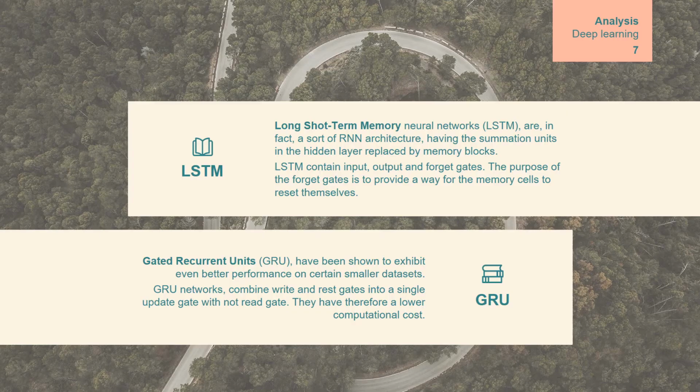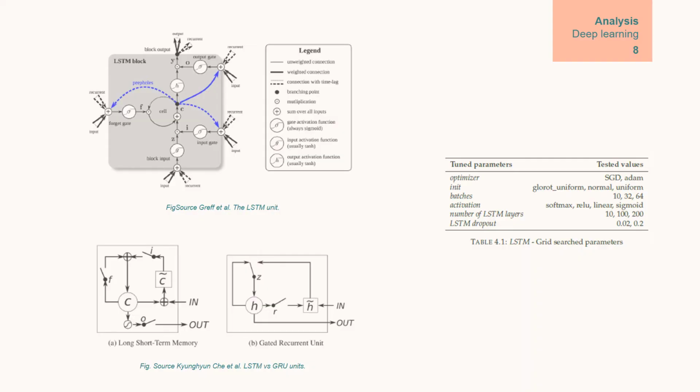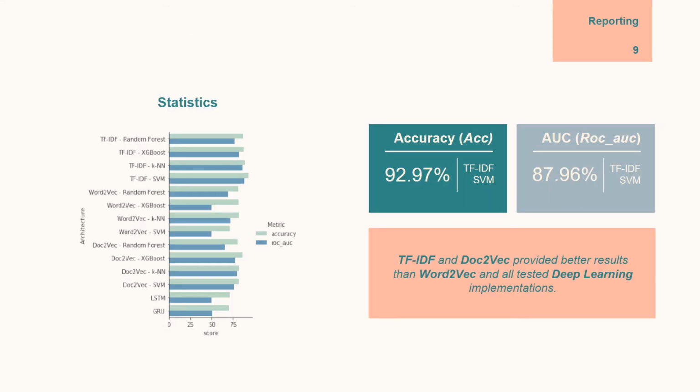In terms of deep learning approaches, two architectures were tested: long short-term memory and gated recurrent units. Here you can see a comparison between both neural network implementations and brief schematics of their implementation, and we present as well the long short-term memory grid searched parameters, with all tuned parameters and the values that were tested in our implementation. On all classification algorithms, both AUC and accuracy metrics are used to calibrate the grid searched parameters.